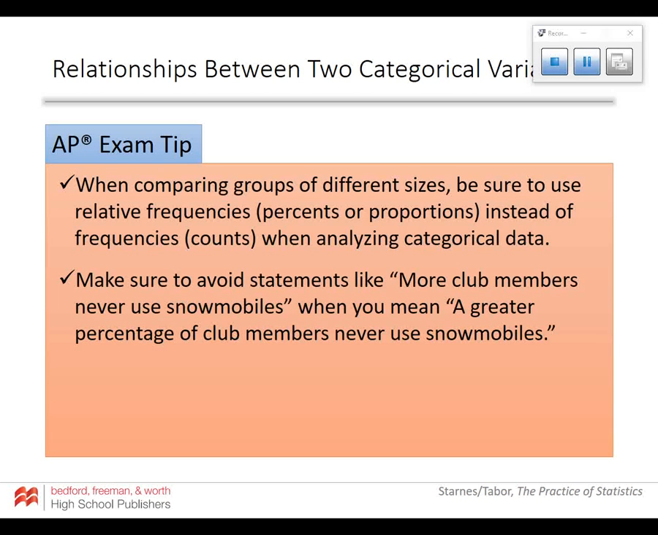The other thing is to be sure in your language that you're using the proper language. So the words "more club members never use snowmobiles" is different than the words "a greater percentage of club members," because more club members is referring to a count, right? But a greater percentage is being very specific. And so your wording is going to be important on that, because when you say more, then I'm like, okay, do they mean more as in count, or do they mean more as in percentage? So you've got to be specific.